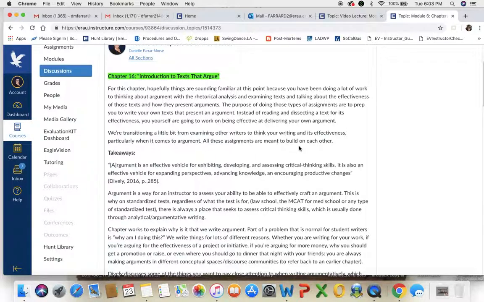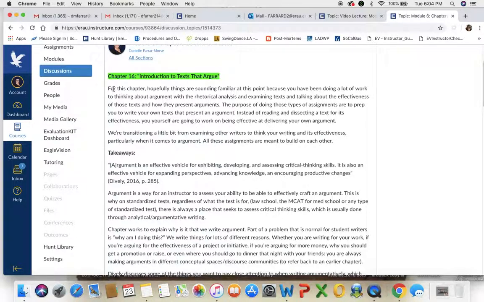So the first chapter is on Introduction to Texts That Argue, and we had a similar chapter earlier, which was Introduction to Texts That Inform. Whereas before we were looking at texts that are called expository, or writing that is meant to inform, and you were doing assignments that were also informing, you're now transitioning to argument. So this chapter is focusing on those texts that argue.